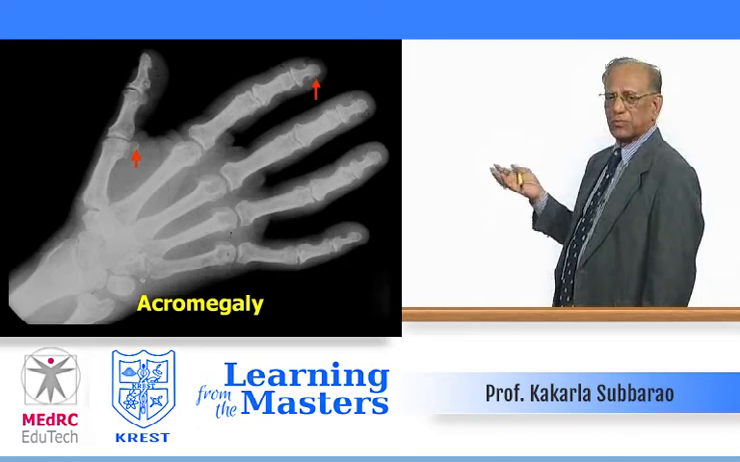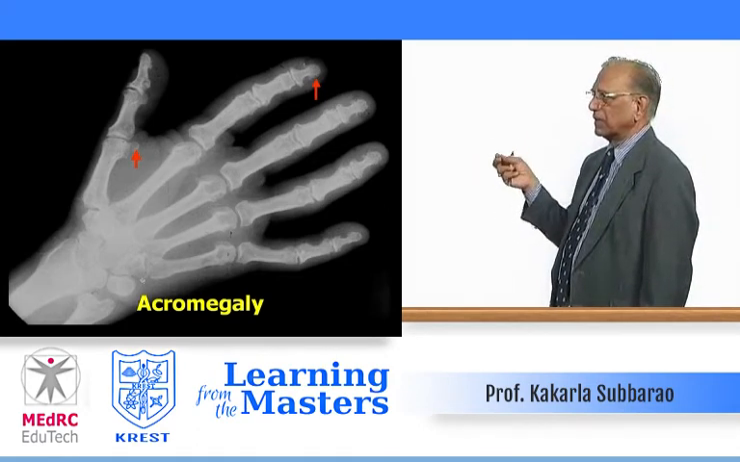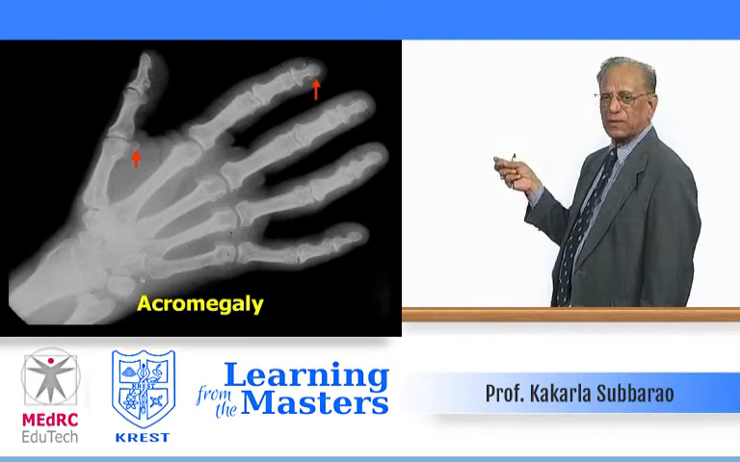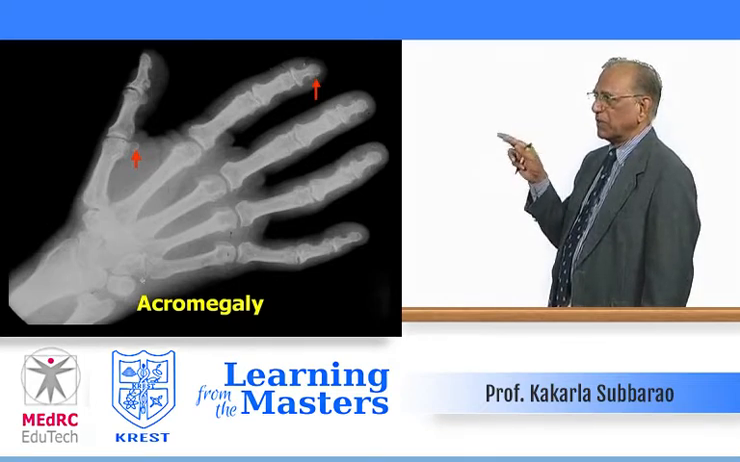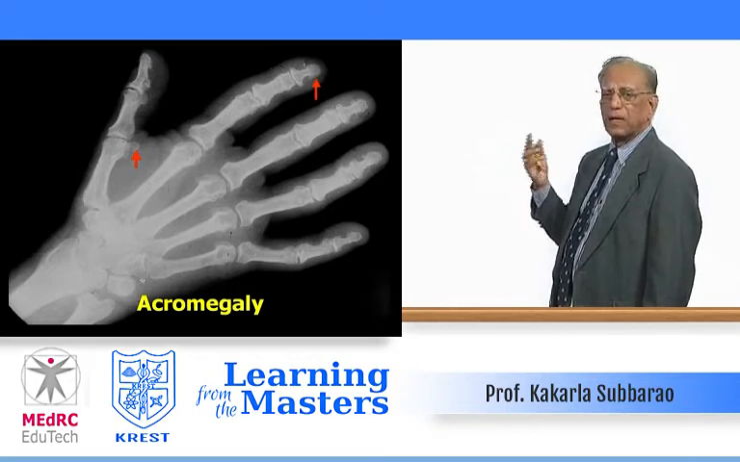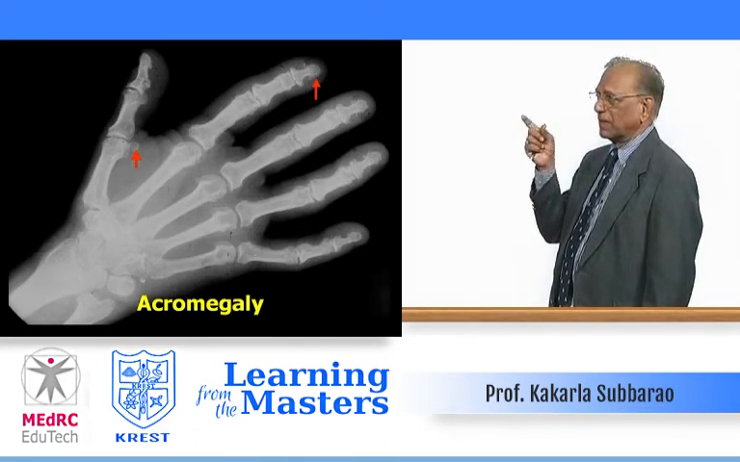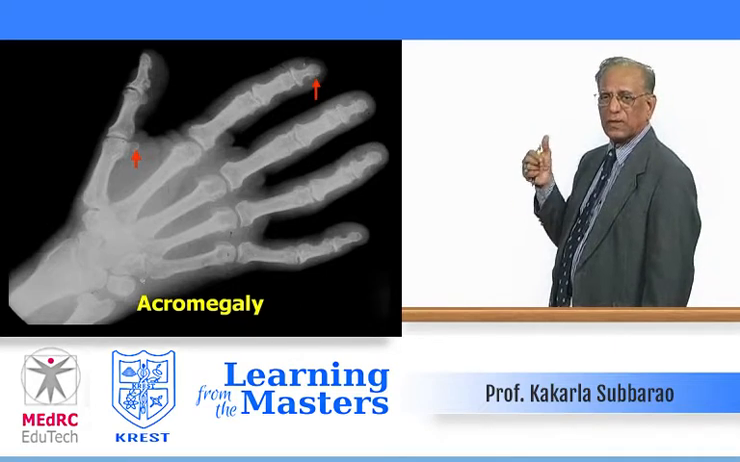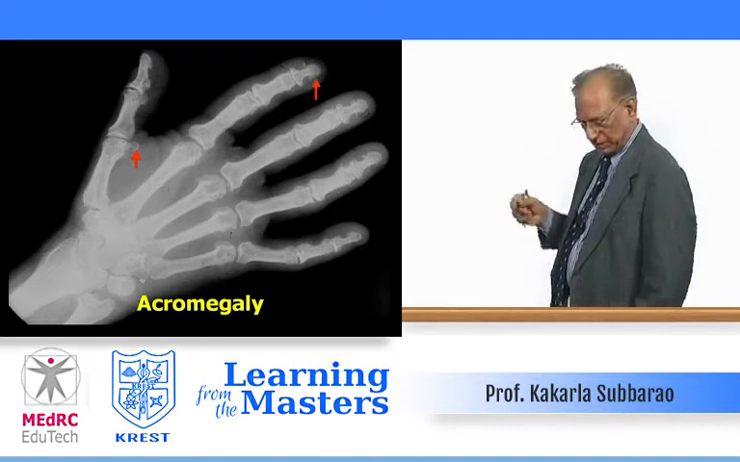Acromegaly, classical, spade-like hands clinically, but radiologically you find tufting of the distal phalanges, exaggerated tufting. And then of course, the joint space between the metacarpals and phalanges is increased because of the hypertrophy of the cartilage. Also, some people describe an enlarged sesamoid at the first metacarpophalangeal joint. The sesamoid index is increased.